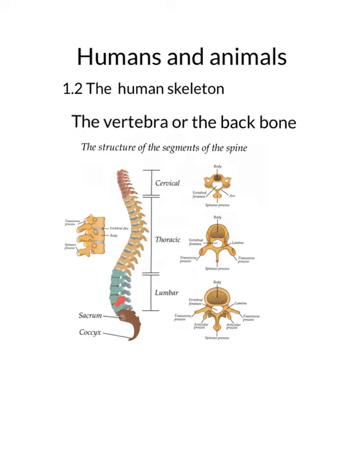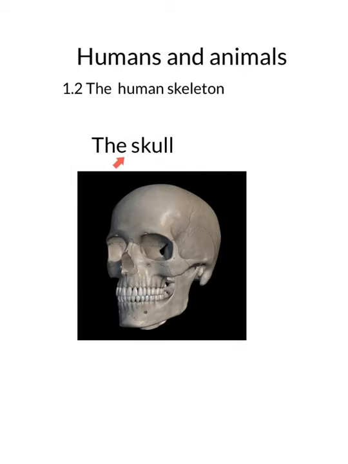All are joined together and run from the end of the skull or your head until the end of your hip. These support the body and give it an erect shape. Next, moving on to the skull. The skull is a fusion of around 22 bones. These are flat bones fused together that give a shape to the face and to the head. This also protects our brain, our eyes, our nose, and our mouth.